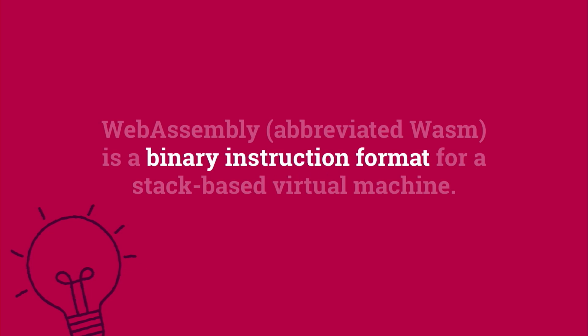A binary instruction format. This means that it's a set of instructions for a machine to process that has been encoded in a binary format. So unlike JavaScript, it's not plain text. It's encoded in binary. And because of this binary format, we can natively decode it in the runtime in the browser much faster than we can decode JavaScript. The initial experiments that Mozilla did for the WebAssembly white paper proved that WebAssembly can be decoded up to 20 times faster than JavaScript can in a browser environment.